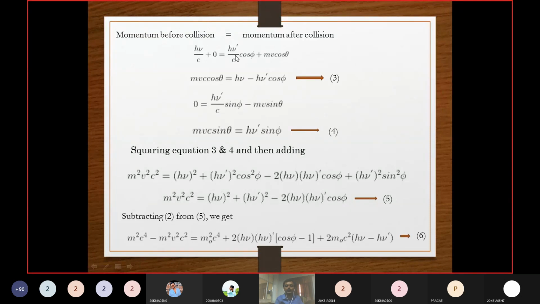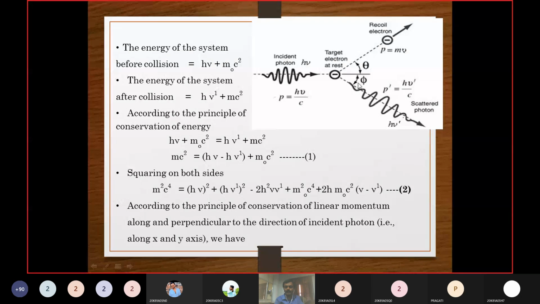So h nu dash by c into cos phi plus mv cos theta. Why are we taking this? Here this is the horizontal direction, the photon is making an angle phi, and the electron is making an angle theta with the original direction. This is the actual direction of the photon. Because of the collision, the photon will move in this direction and the electron will move in this direction. So the electron makes theta with the original direction, and the photon makes an angle phi to the original direction.